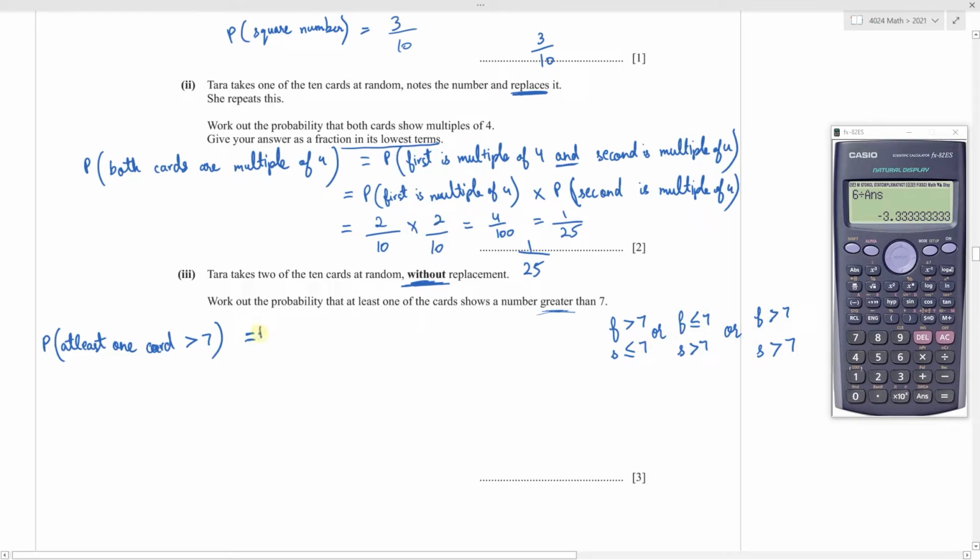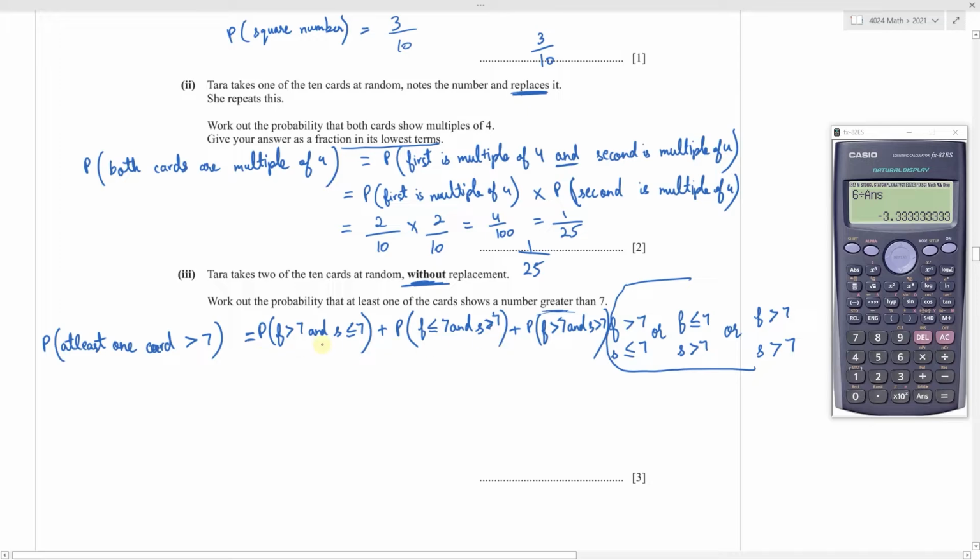So the first one is probability that first is greater than 7 and second is less than or equal to 7. Or means you're adding probability. Now first is less than or equal to 7 and second is greater than 7. Or the third case in which both are greater than 7. So probability first is greater than 7 and second is also greater than 7. So let me draw a line here. So this is different.